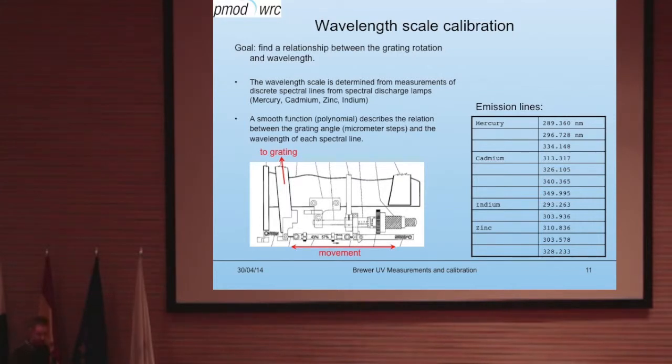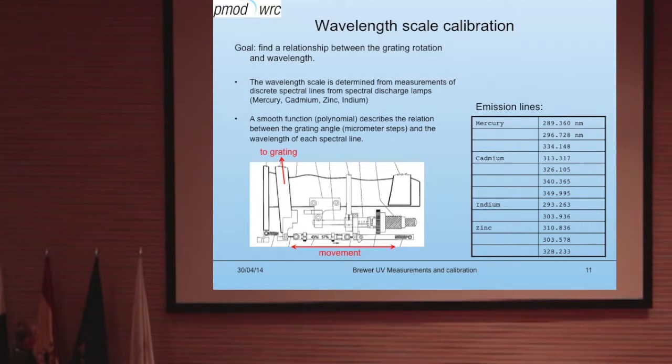I'm moving on to the wavelength scale. How do we know the wavelength scale of our instrument? Well, this is the mechanism that is used in the Brewer to move the grating, that is then moving the solar spectrum on the different slits of the instrument that then reach the photomultiplier. And when we are speaking of micrometer steps, then we are actually speaking of this micrometer here that is pushing that rod that is then rotating the grating.